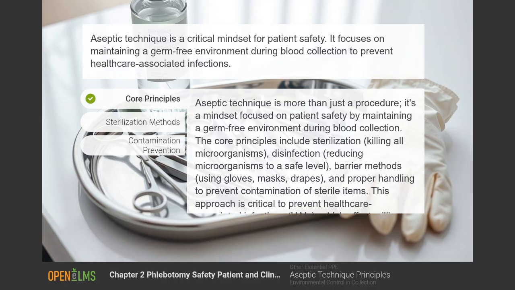during blood collection. The core principles include sterilization, killing all microorganisms, disinfection, reducing microorganisms to a safe level, barrier methods, using gloves, masks, drapes, and proper handling to prevent contamination of sterile items. This approach is critical to prevent healthcare-associated infections, HAIs, which affect millions of patients annually worldwide.